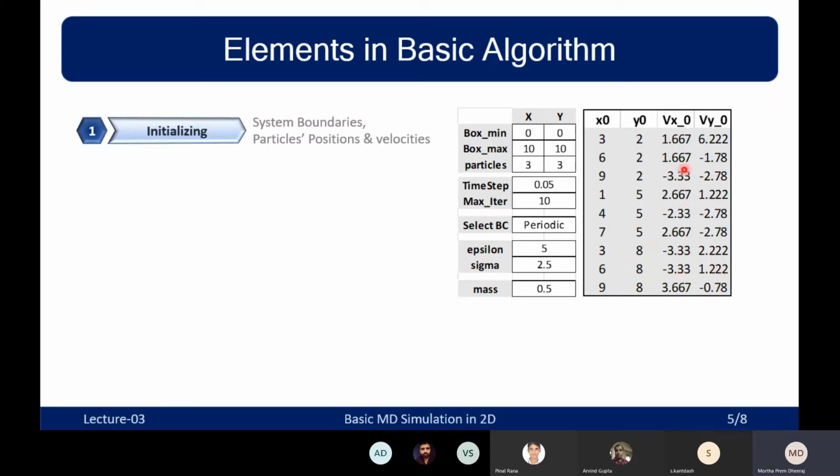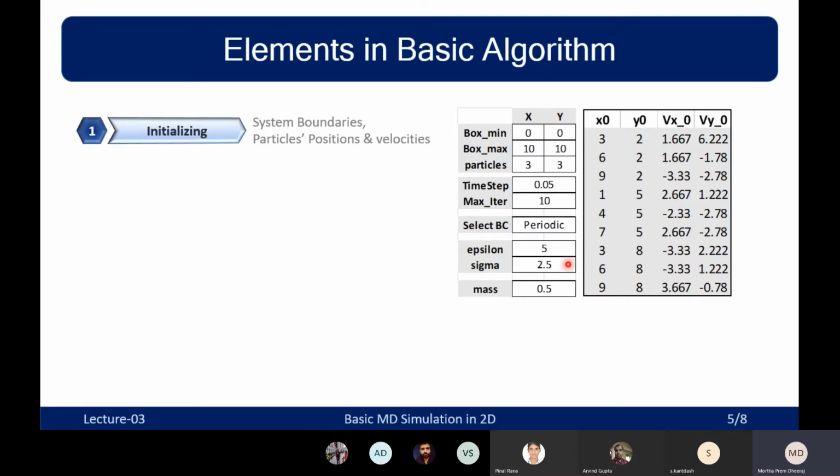And mind you, I've just given a random set of velocity values to these 9 particles along X and Y directions. And I'll have to define the time step, which is 0.05 seconds, or 0.05 time units, in this particular simulation. And the maximum number of iterations I've limited just to 10. And the boundary condition I'm planning to incorporate into my system is a periodic boundary condition. And epsilon and sigma, remember, are the values of the LJ potential curve. So those I've given as 5 and 2.5.